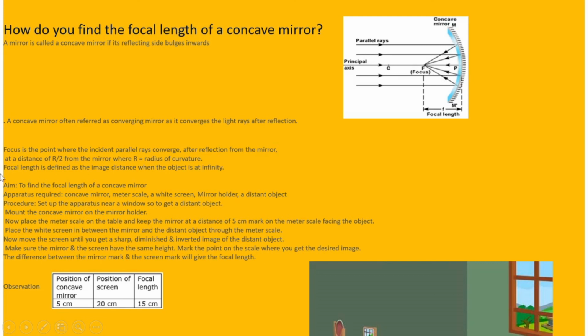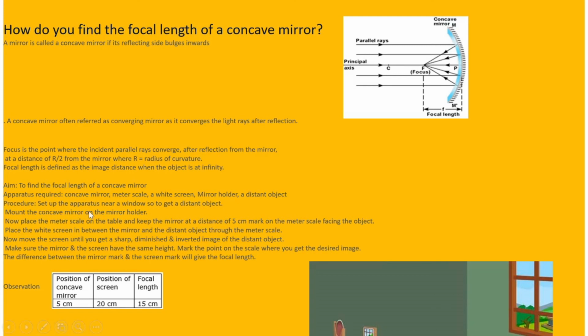Let's see how to find the focal length of the concave mirror. The apparatus required is a concave mirror, a meter scale to see the distance at which we get the converged rays after reflection, that is, the focus point, a white screen on which we can see the picture of the object, a mirror holder, and a distant, faraway object, like an outdoor scenery.